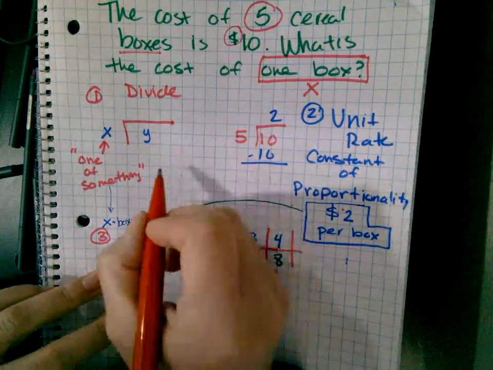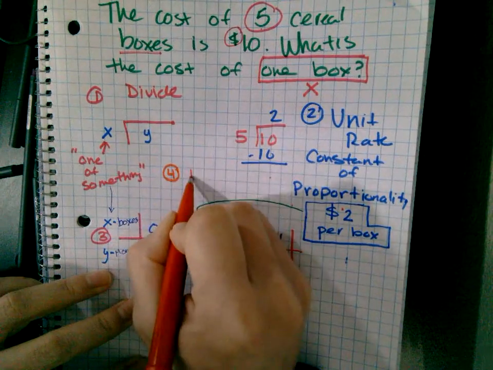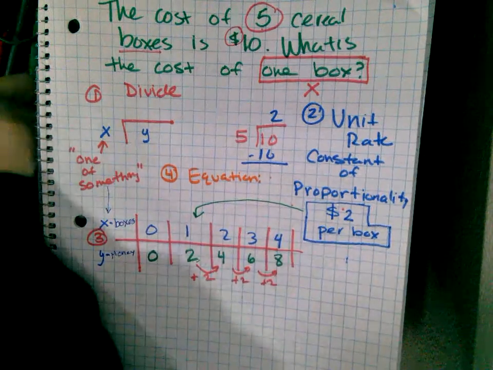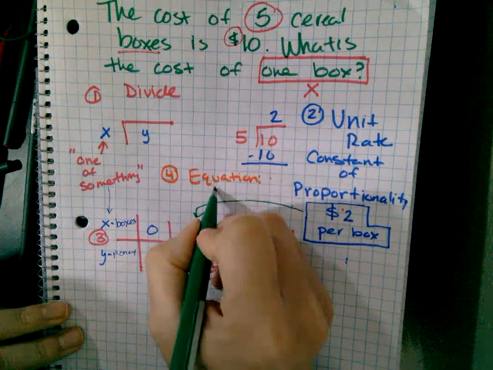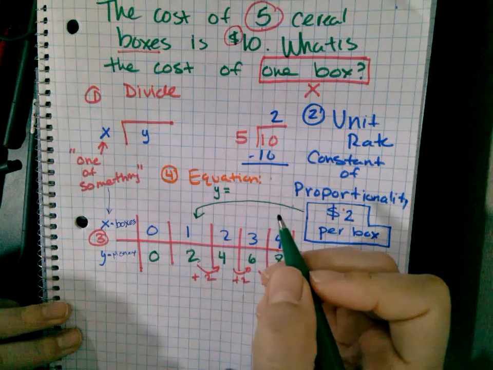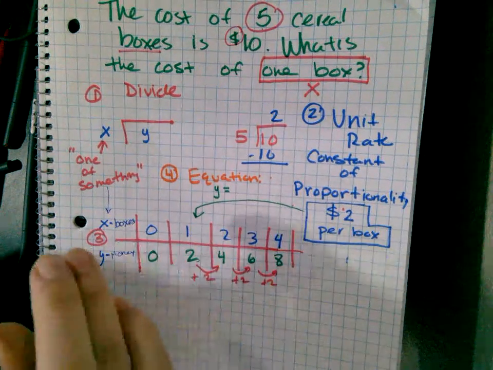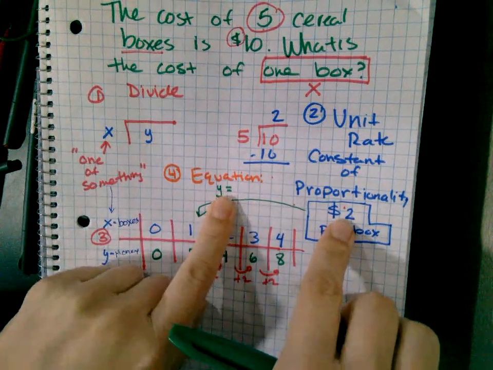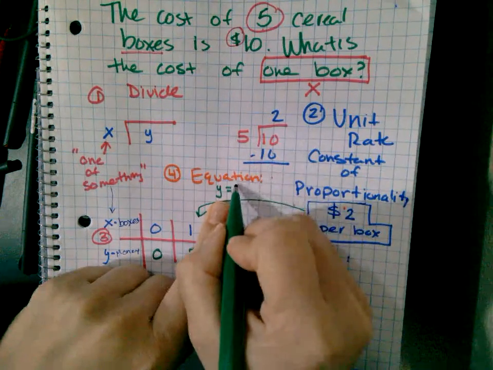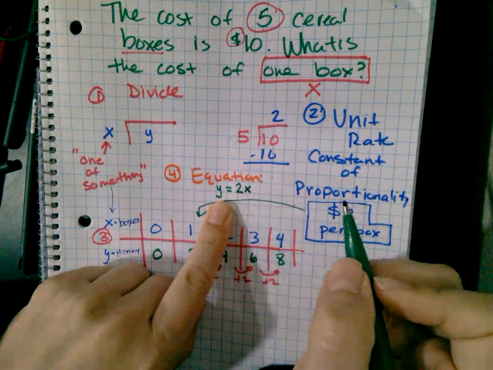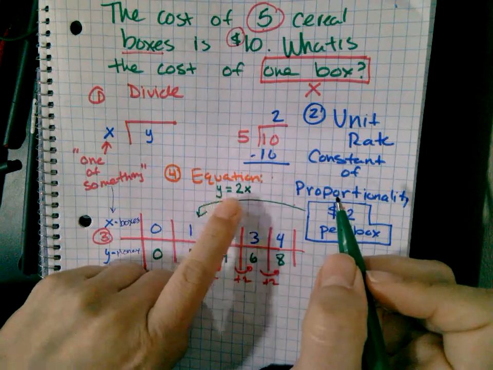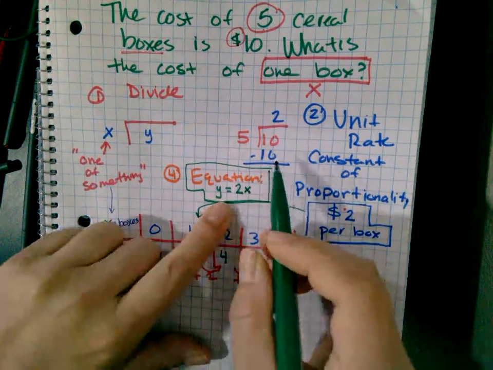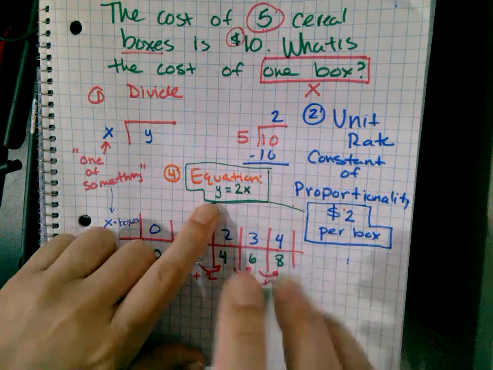Well, the fourth thing we have to do is to write your equation. Your equation, ladies and gentlemen, will always start with y equals. What's the constant of proportionality for this problem? My constant of proportionality was 2. So my equation would be y equals 2 and then an x. This will always be the format for equations in 7th grade. Y equals 2x.